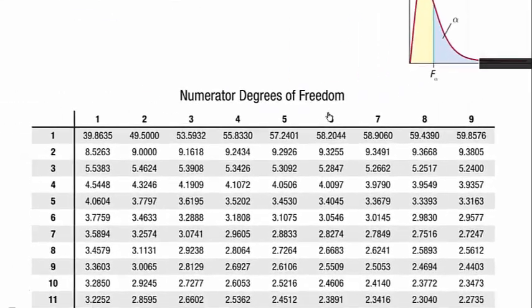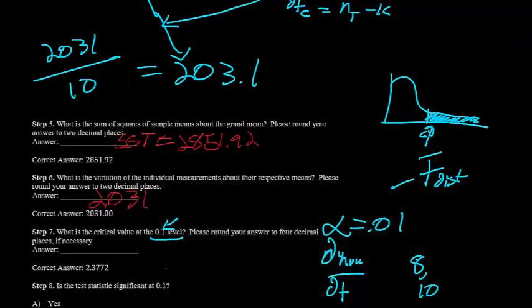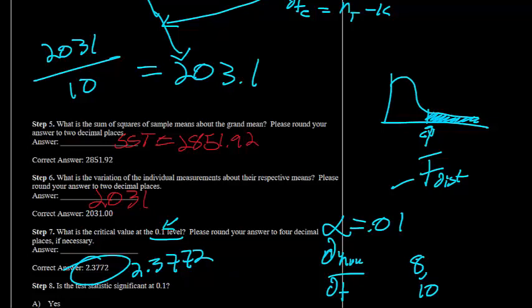Zoom in, and let's do this again. Numerator degrees of freedom, denominator, 8 and 10. The answer is 2.3772. Excellent. All right, let's keep going.